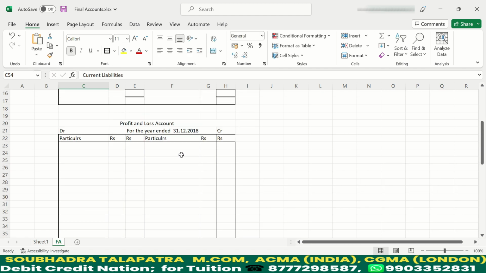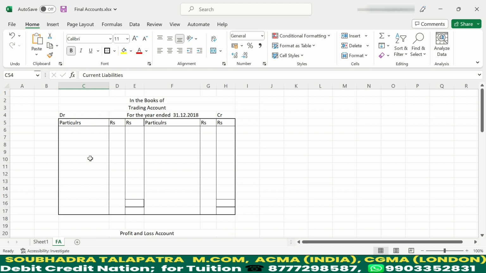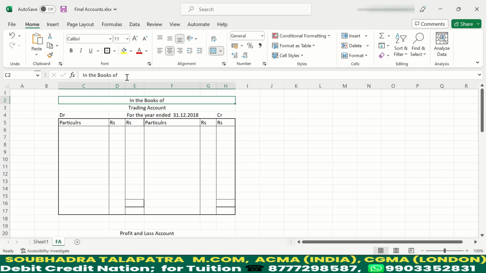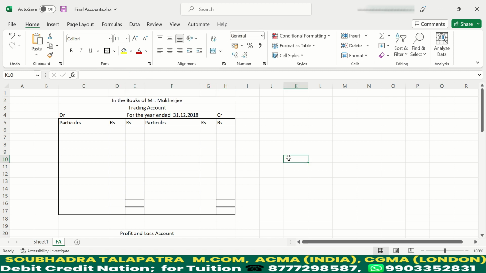All right, you're set to go, and obviously you need to write the pro forma. So I need to find out the proprietor's name. The proprietor is Mr. Mukherjee, so in the books of, you just enter Mr. Mukherjee.